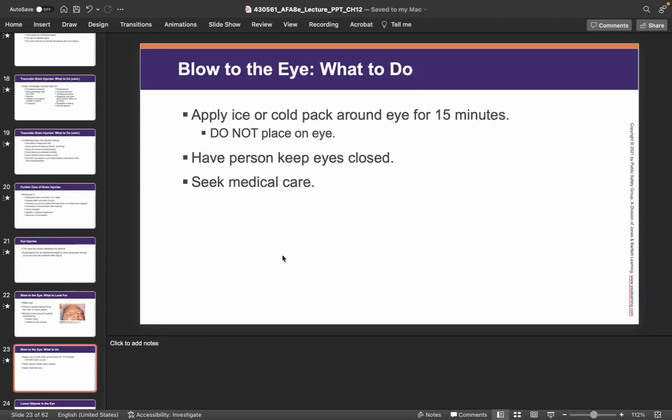All right. So if somebody has a blow to the eye, apply some ice or a cold pack around the eye for 15 minutes. We don't want to place it directly on the eye. The ice can damage the eye if you put direct contact on it. So have the person close their eye, then put the ice on. That's fine. Okay. Again, have the person keep their eyes closed. Try and limit the movement of that eye, especially if there's a fracture suspected, and then seek medical care as necessary.